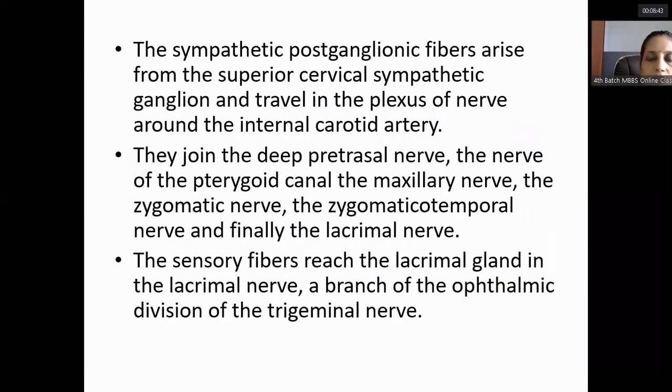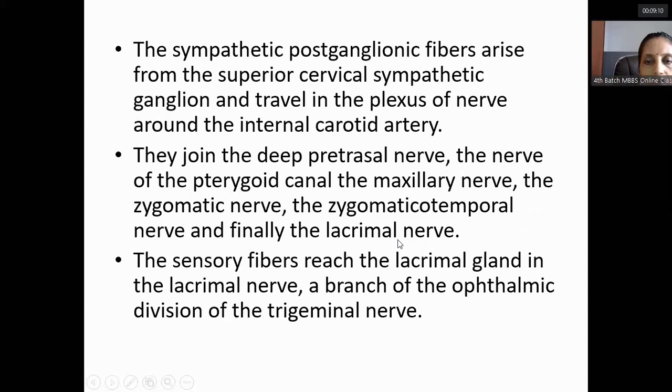And they travel into the plexus of nerves around the internal carotid artery. They join the deep petrosal nerve, the nerve of the pterygoid canal, the maxillary nerve, the zygomatic nerve, the zygomaticotemporal nerve, and finally the lacrimal nerve. So through this they form the plexus around the internal carotid artery, and they reach the lacrimal gland through the lacrimal nerve.